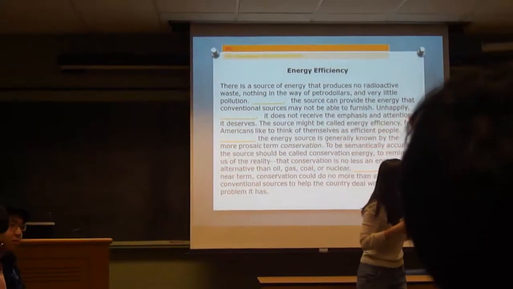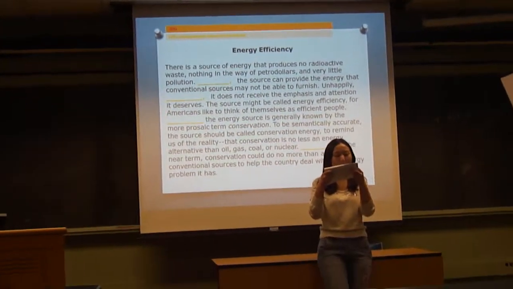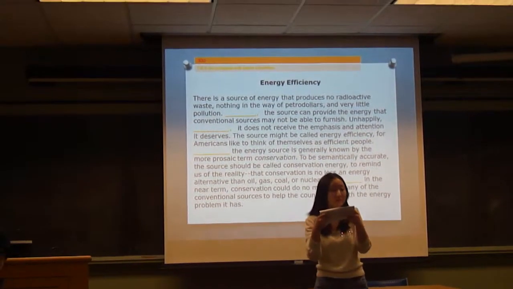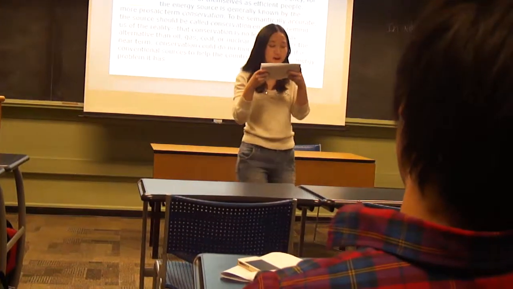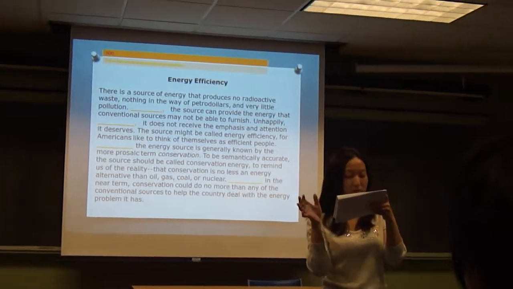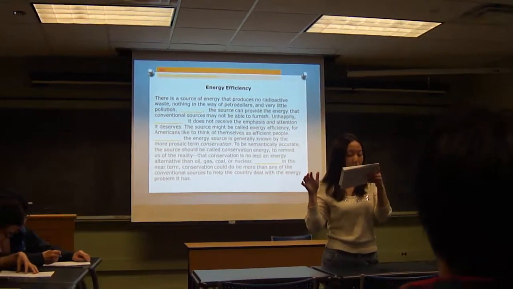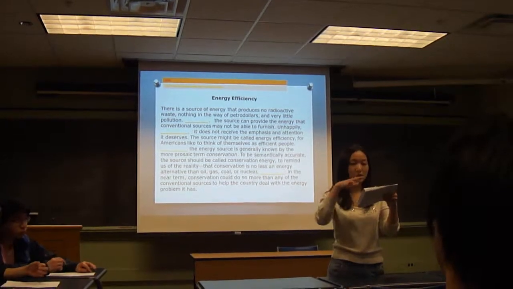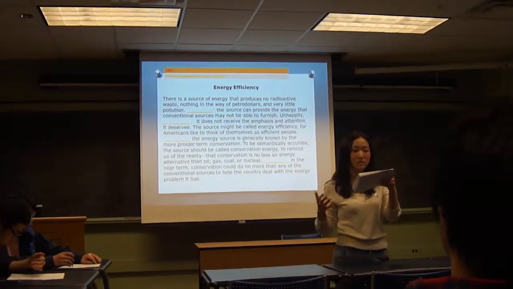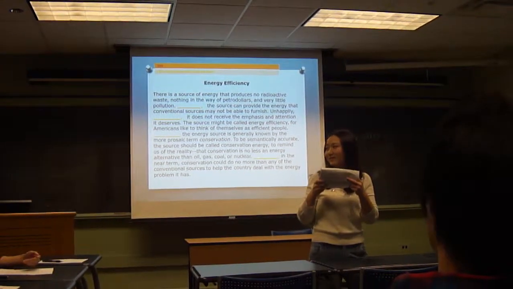And number 3. You both of you just said indeed. But I was thinking about but. I think you're wrong, and I can tell you why. Just look at the sentence here. The source might be called energy efficiency for American. That is the sentence before, and the energy source is generally known by the more prosaic term conservation. So that is some kind of transition here. You're just having two different things. The second one is about conservation, talking about the advantages of the next resource. So that would be wrong for both of you guys.